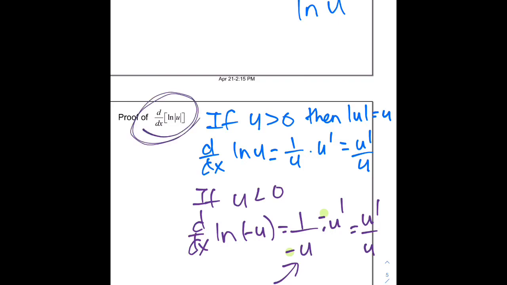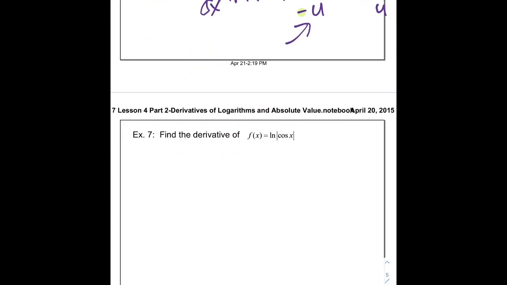So the bottom line is that if you're ever presented with a problem where you're asked to differentiate the natural log and they put that in an absolute value, you really can just treat it like the natural log and drop the absolute value. So what does that mean here?